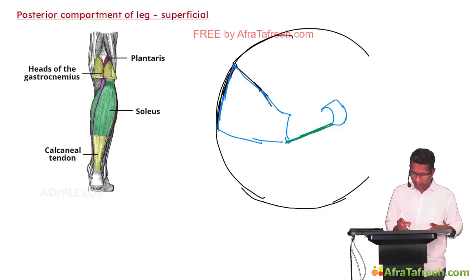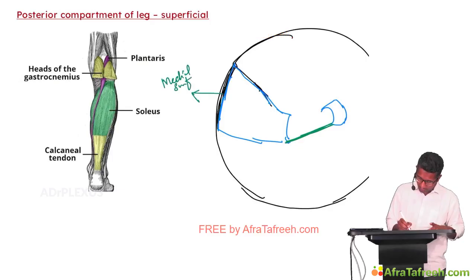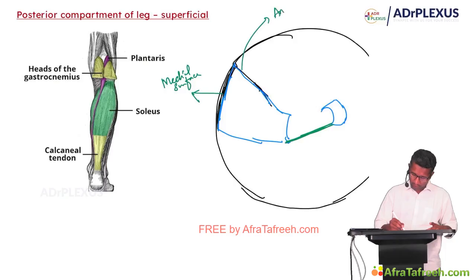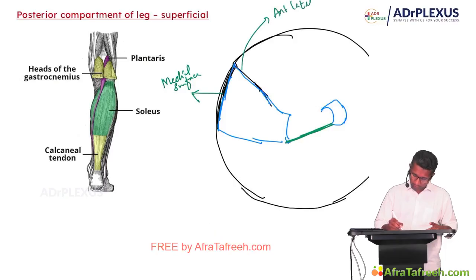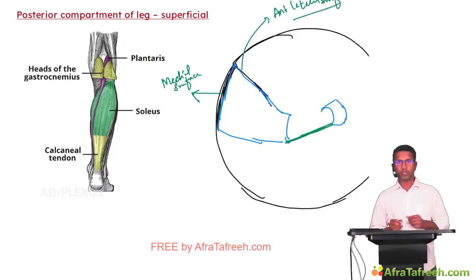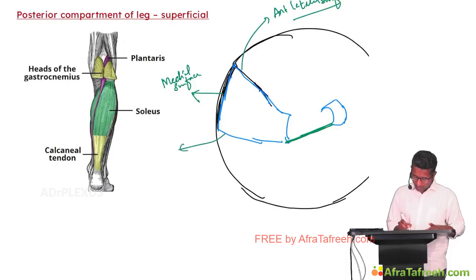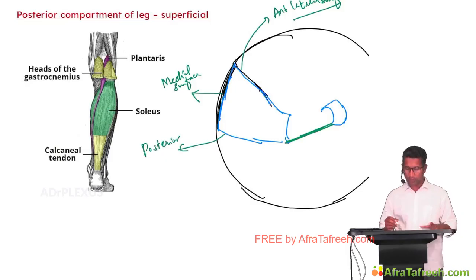So if you see the surfaces, this surface is called the medial surface of the tibia, and this surface is called the anterolateral surface of the tibia. And what is this surface? This surface is called the posterior surface of the tibia.